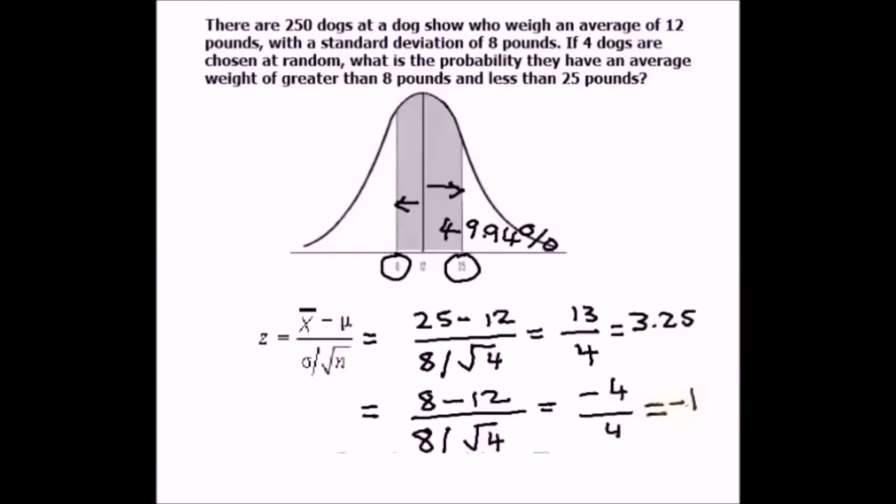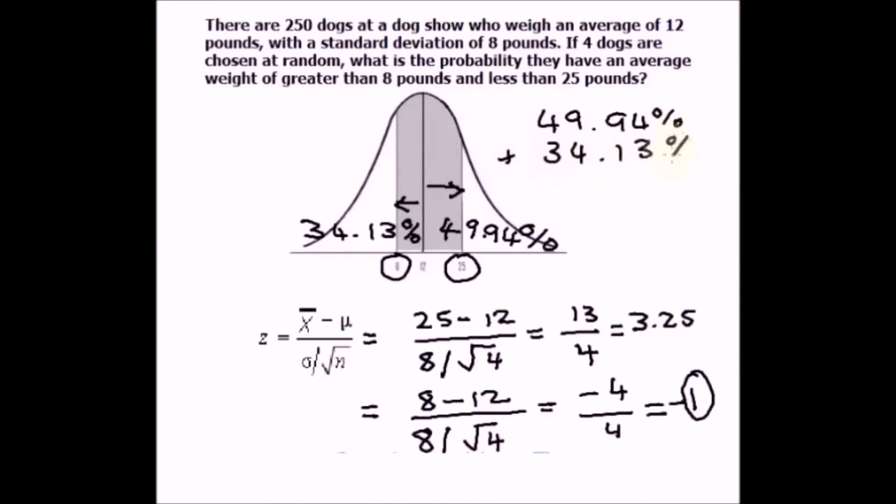We can ignore the negative sign and just look up 1 in the Z table. That's because both sides of the distribution are symmetrical. If I look up a value of 1 in the Z table, I get an area of 34.13%. So I found my two areas, 49.94% and 34.13%. Adding them together is 84.07%, and that is our answer.